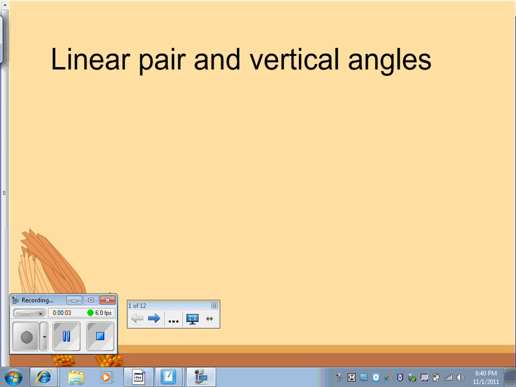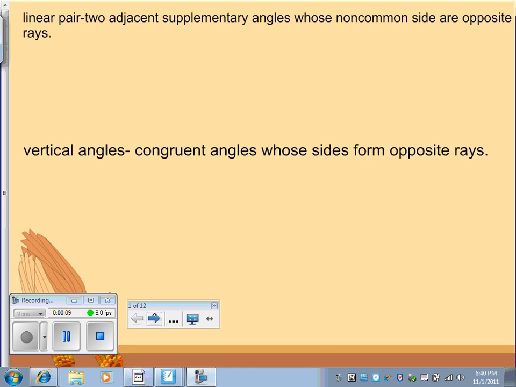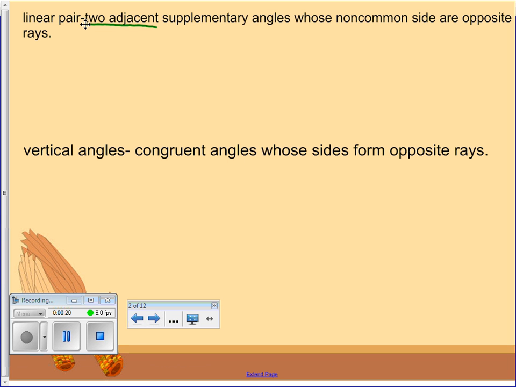Okay, in this lesson we are going to review linear pair and vertical angles. Okay, linear pair, just to review, are two adjacent supplementary angles. Adjacent, remember, means next to. Supplementary is 180 degrees, whose non-common sides are opposite rays.